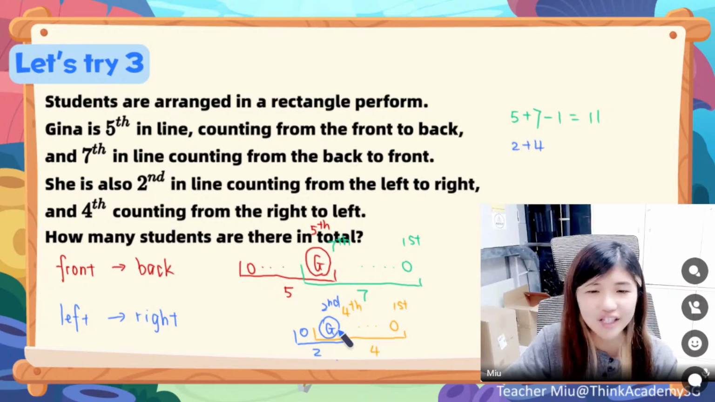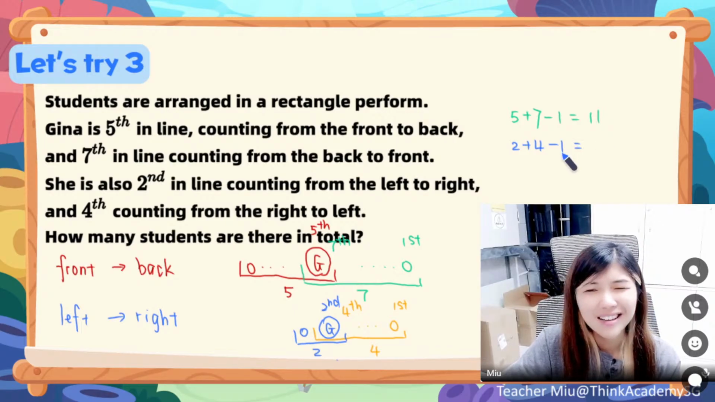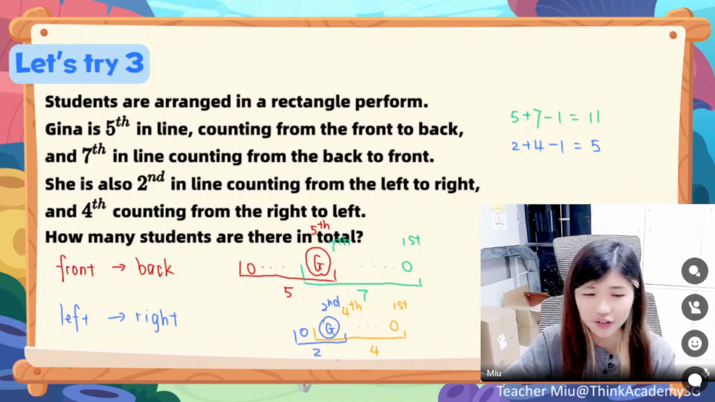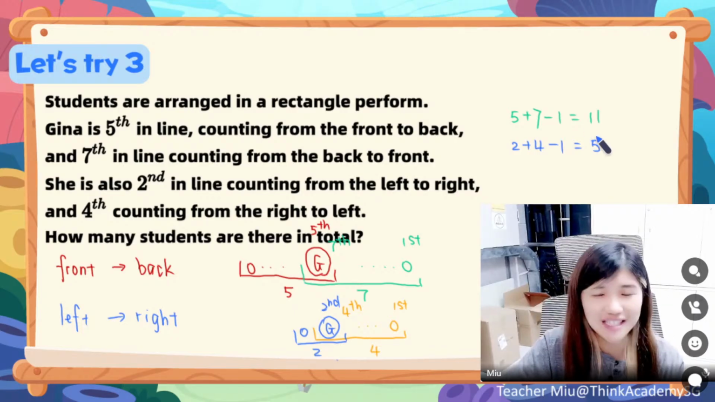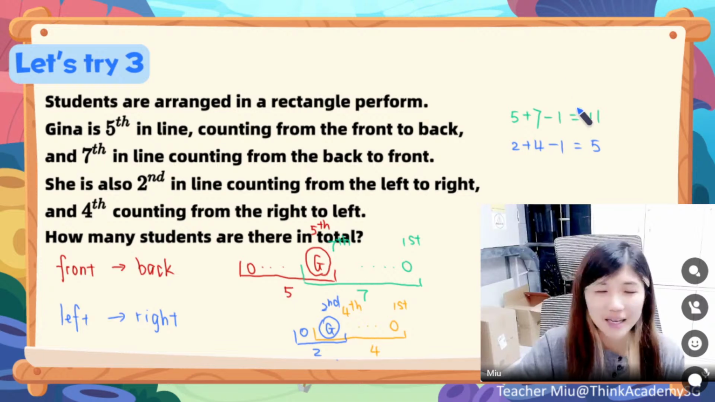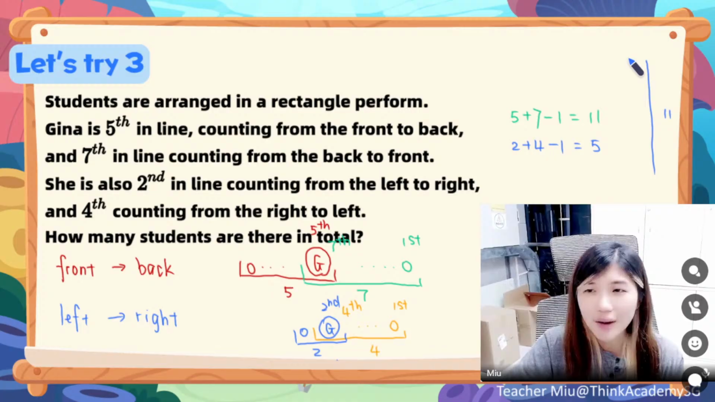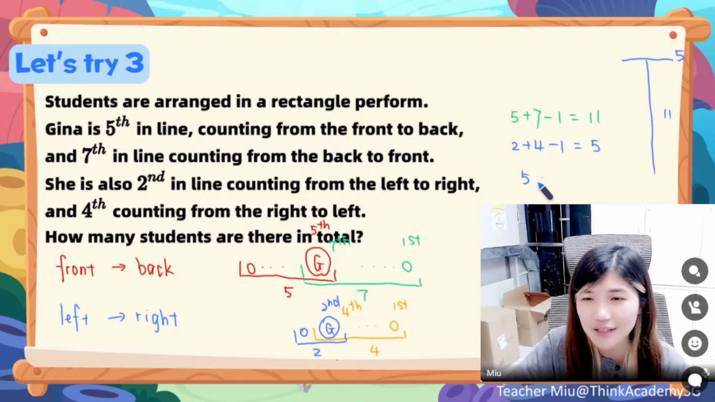Then again, Jima must sit on both benches. Take it away, there must be 5 people. Right? If so, how can I find out the total? So easy, right? Well done, dear. Because from the front to the back, altogether there are 11 people. From the left to the right, altogether there are 5 people. So we just use multiplication to find out there's 5 times 11 equals 55.